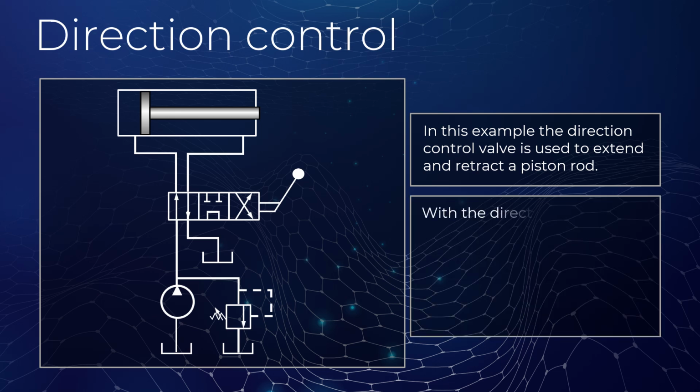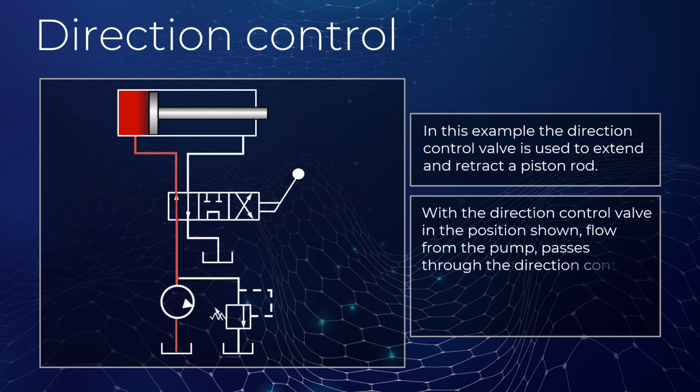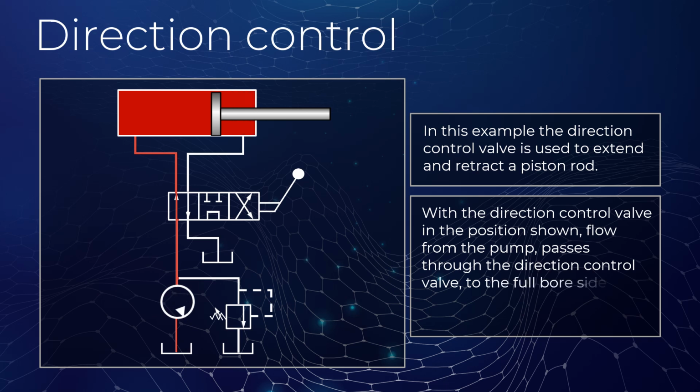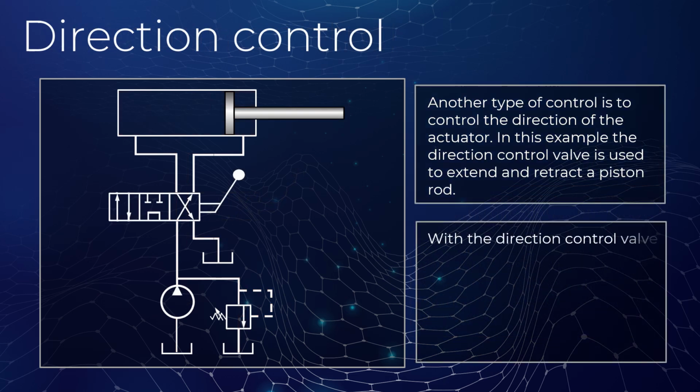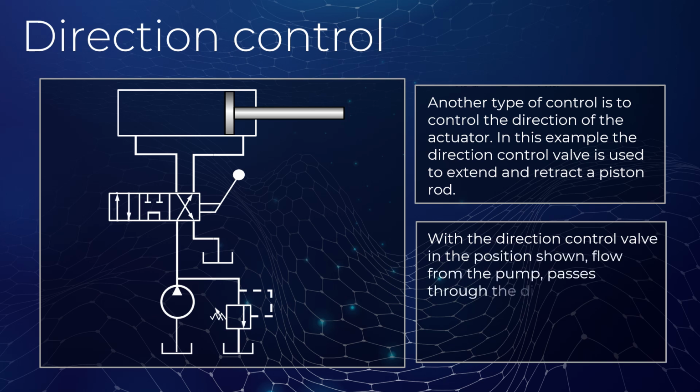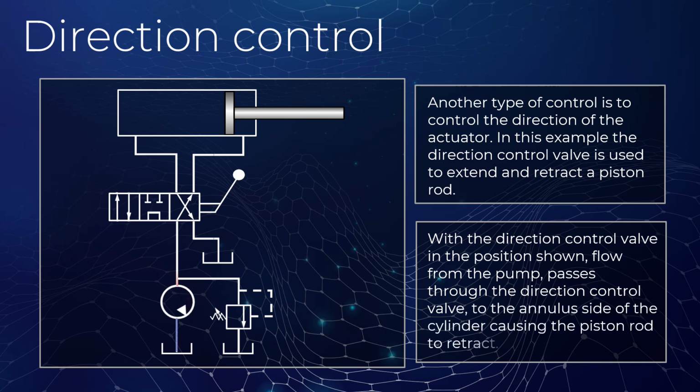With the direction control valve in the position shown, flow from the pump passes through the direction control valve to the full bore side of the cylinder, causing the piston rod to extend. With the direction control valve in the position shown, flow from the pump passes through the direction control valve to the annulus side of the cylinder, causing the piston rod to retract.